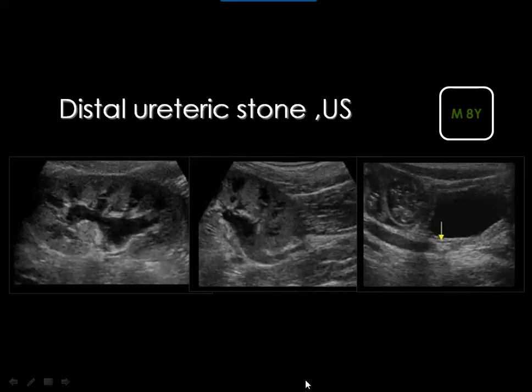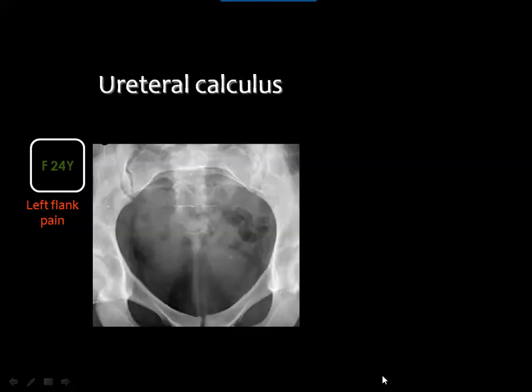And ultrasound is also a good tool for detection of renal calculi and calculi in the terminal part of the ureter, like this. And you see this calculus in the terminal part of the ureter. This is the urinary bladder, and this is the dilated ureter, and the dilated ureter as well as the pelvicalyceal system. But calculi along the ureteric course are usually difficult to be detected by ultrasound.